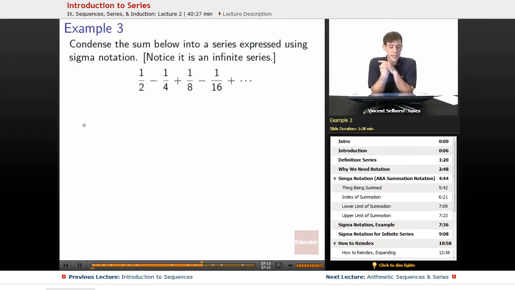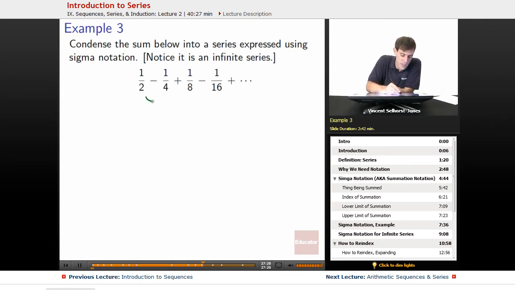Example 3. Condense the sum below into a series expressed using sigma notation. Notice it is an infinite series. So first thing is, let's notice, how do these connect to each other? How do we get 1/2 minus a quarter plus an eighth minus a 16th? Well, we can break this into an underlying sequence first. So let's look at this underlying sequence.